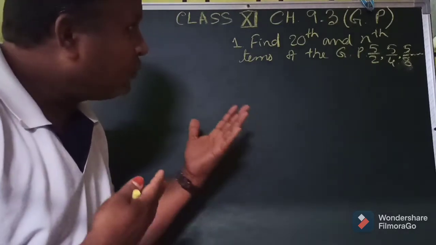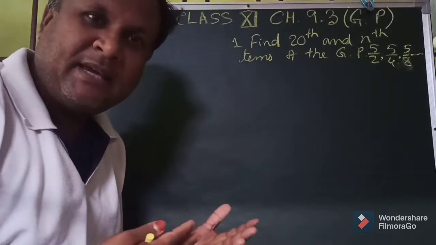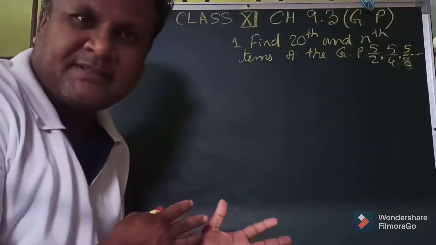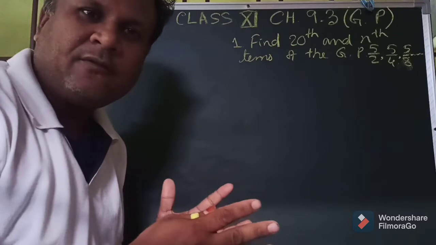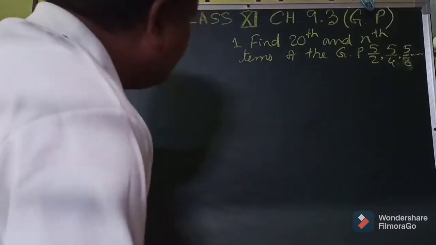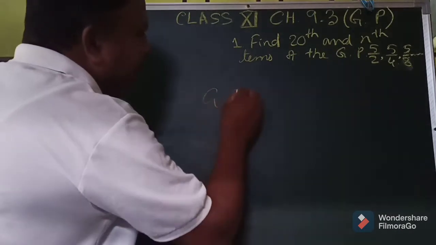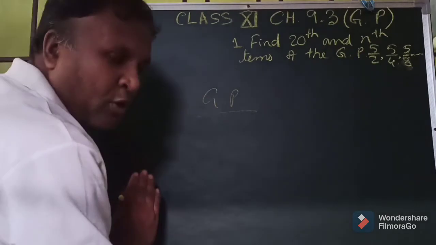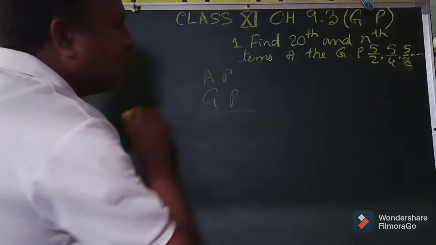So let us start from today a new chapter 9.3, that is GP, geometric progression. Before going to the chapter's questions, let's see what the meaning of GP is, just to know the basic information about GP. Look at the board. What is GP? GP means geometric progression. The geometric progression is different from our AP, arithmetic progression.